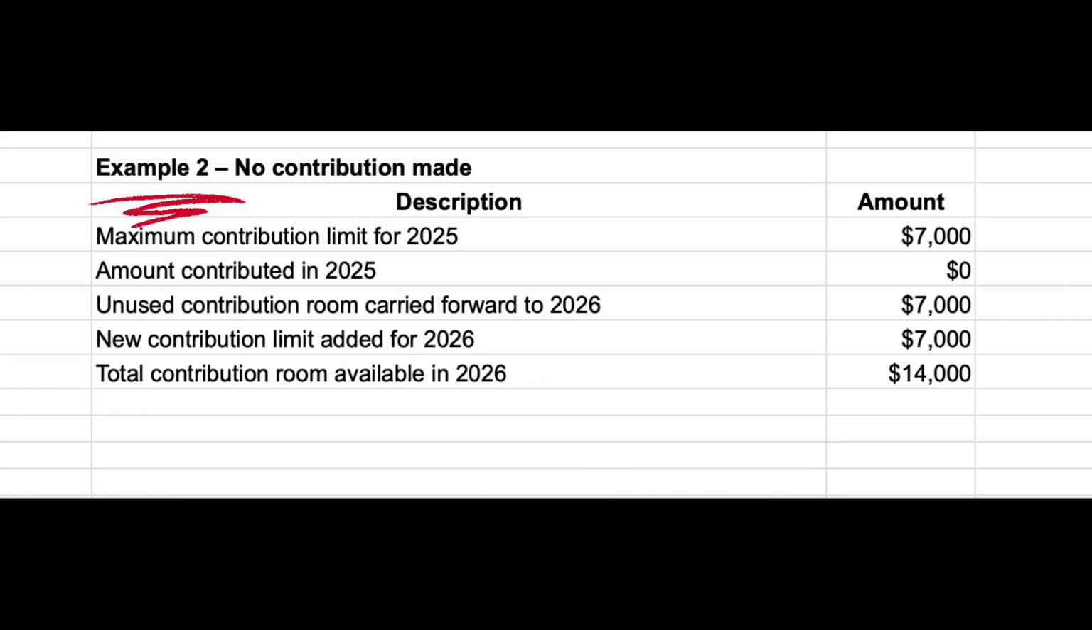In the second example, we assume no contributions were made during 2025. Because the full contribution limit went unused, the entire $7,000 carries forward to 2026. Since a new annual contribution limit is also added each year, the total contribution room available in 2026 would be the $7,000 carried forward from 2025 plus $7,000, the new contribution limit for 2026. So the total available contribution room in 2026 would be $14,000.